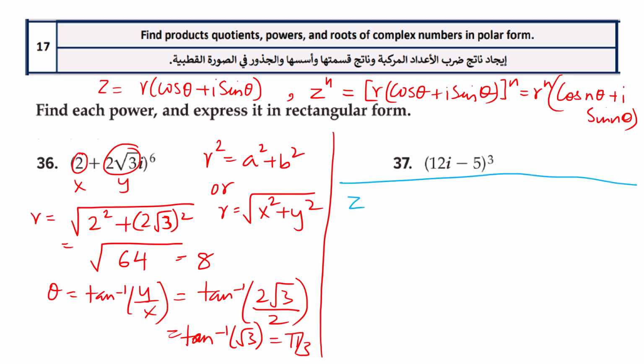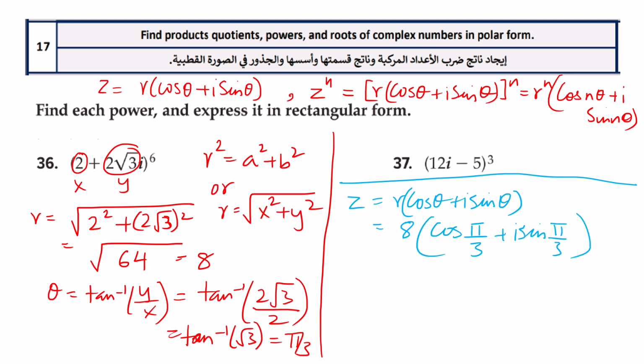So now I can write my polar form, r cos theta plus iota sine theta. This is my polar form. Let's put the value. R is 8, theta is pi by 3. Now which power we need to calculate in question 36? We need to calculate power 6. So I will raise this to the power 6, and by De Moivre's theorem the angle gets multiplied with n. So 6 pi by 3. I multiply the angle with 6.